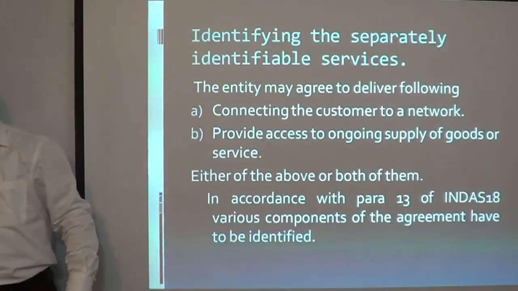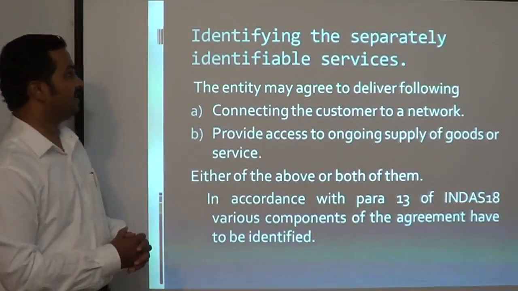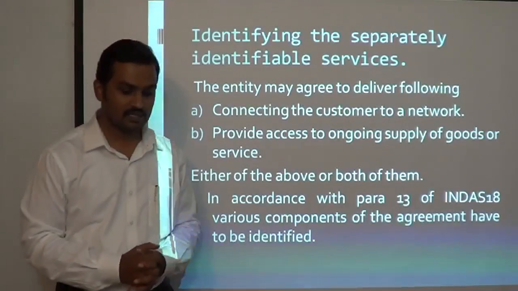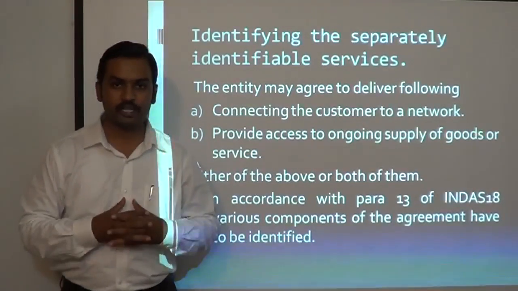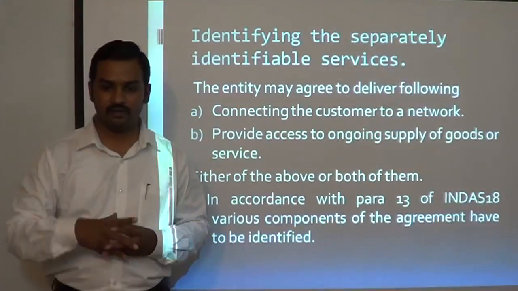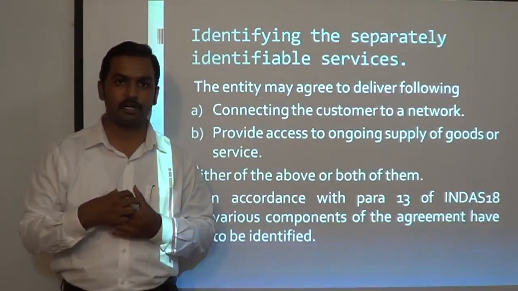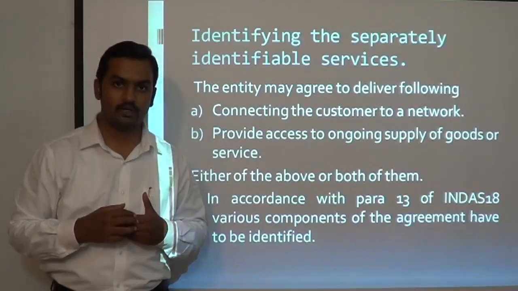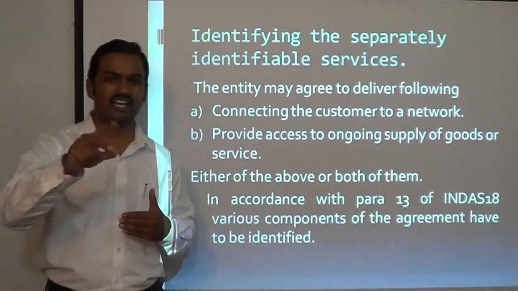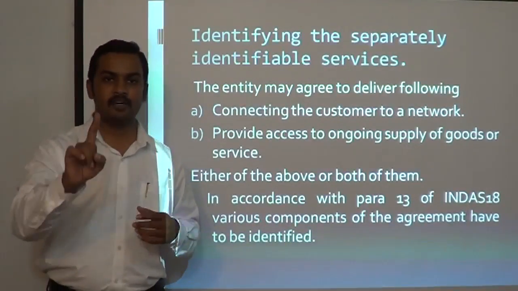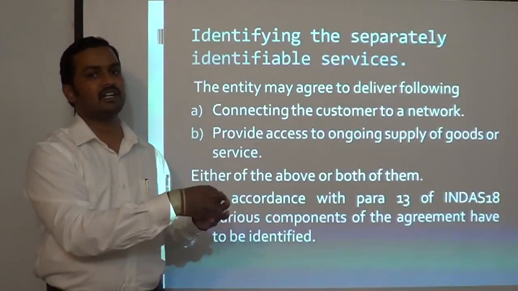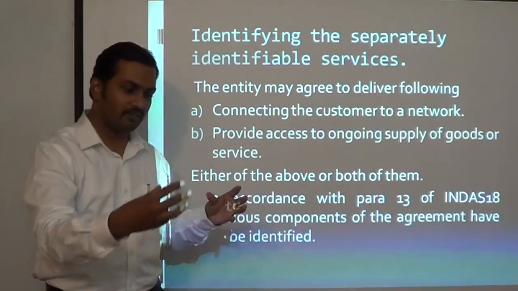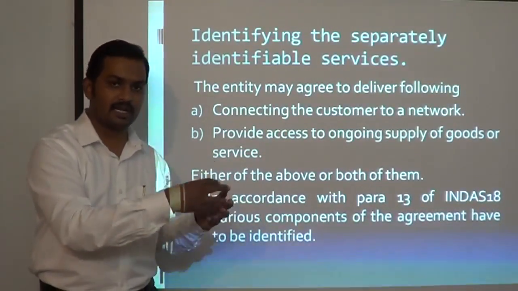Okay. Now, identifying separately identifiable services. By now you would have understood that when an entity receives an item of property, plant, equipment, in exchange it has to provide customers two services, or both of them, or either of them. What are they? One, provide the customer with connectivity to the network, connectivity to water supply, electricity supply, gas supply.